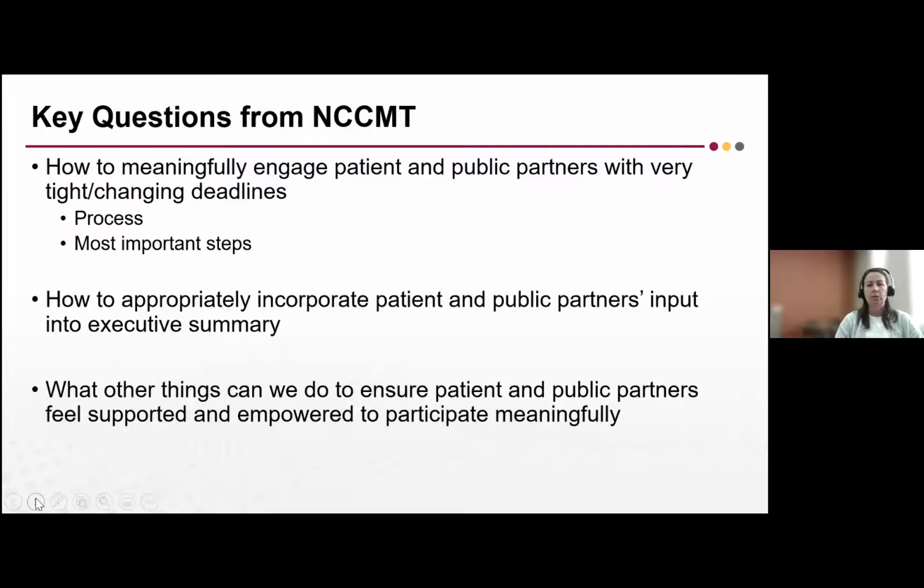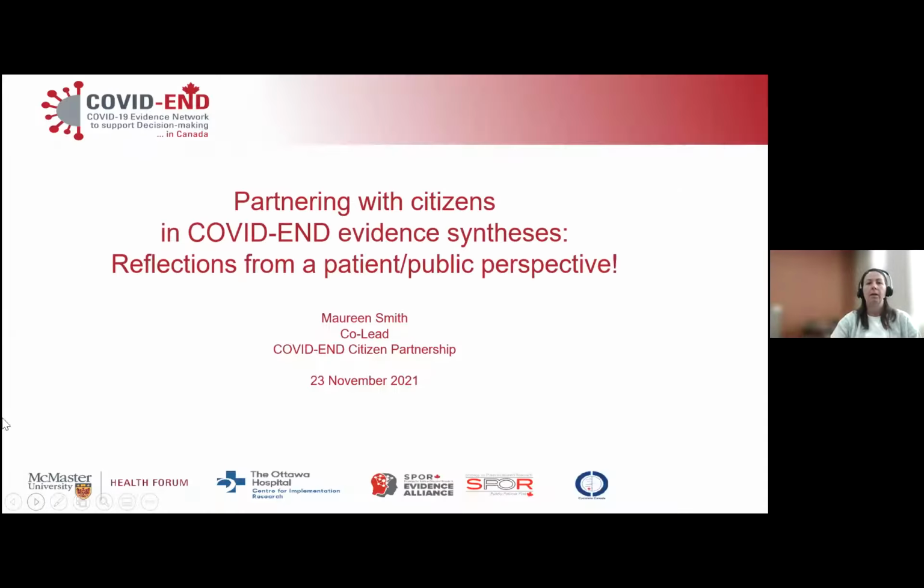So our key questions are how to meaningfully engage patient and public partners in the rapid review process when there are really tight and sometimes changing deadlines. What are the most important steps to engage and when to engage patient partners? How do we appropriately and meaningfully incorporate patient and public partners' input into the executive summary, and then what are other things we can do to ensure that public and patient partners feel supported and empowered to participate meaningfully in the review.